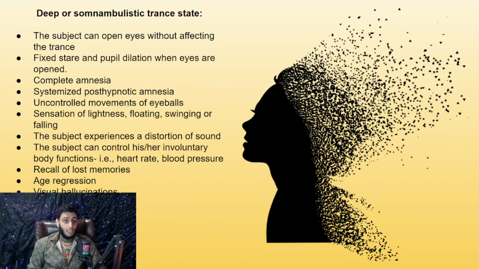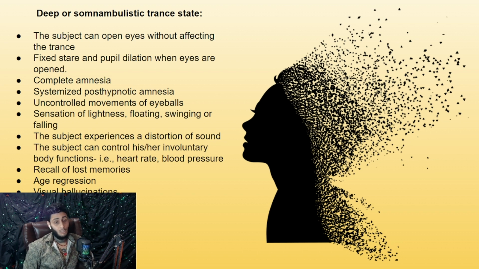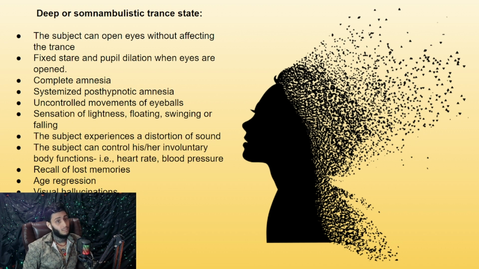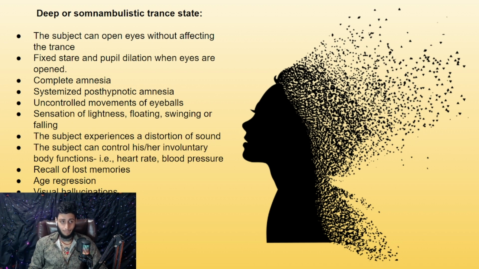Deep or somnambulistic trance state. The subject can open eyes without affecting the trance. Fixed stare and pupil dilation when eyes are opened. Complete amnesia. Systematic post-hypnotic amnesia, uncontrolled movement of eyeballs, sensations of lightness, floating, swinging, or falling. The subject experiences distortion of sound. The subject can control his or her involuntary body functions, heart rate, blood pressure. Recall of lost memories, age regression, visual hallucinations, auditory hallucinations, and total anesthesia.